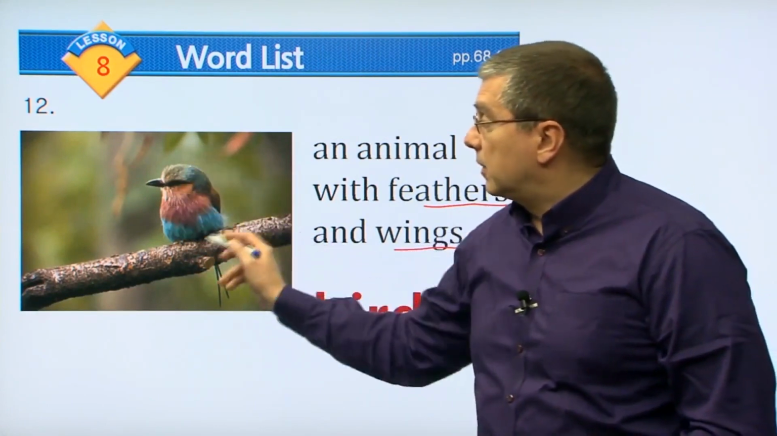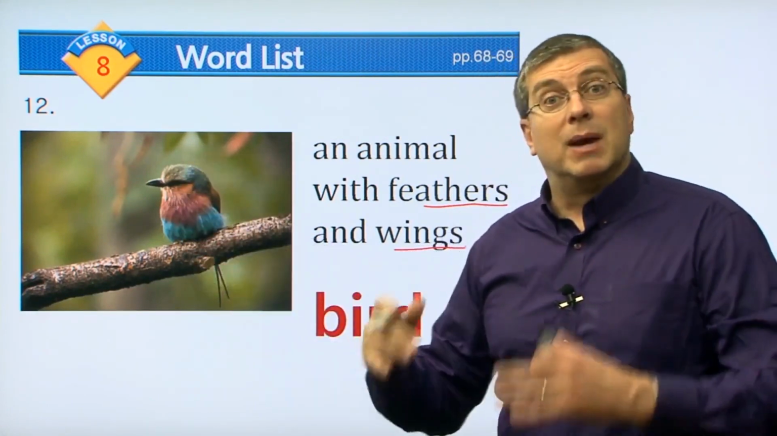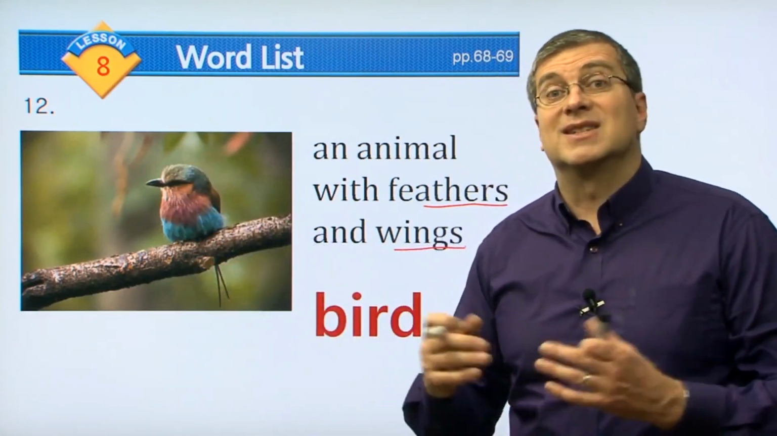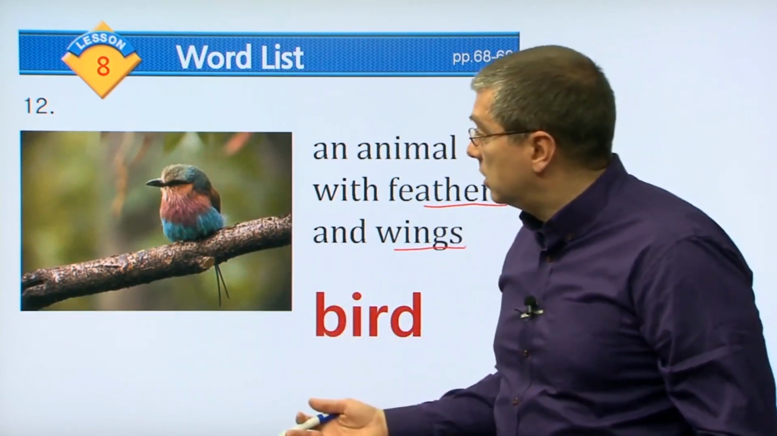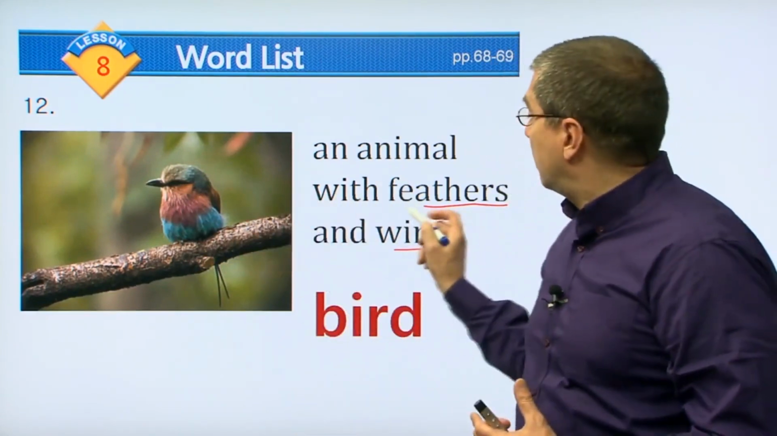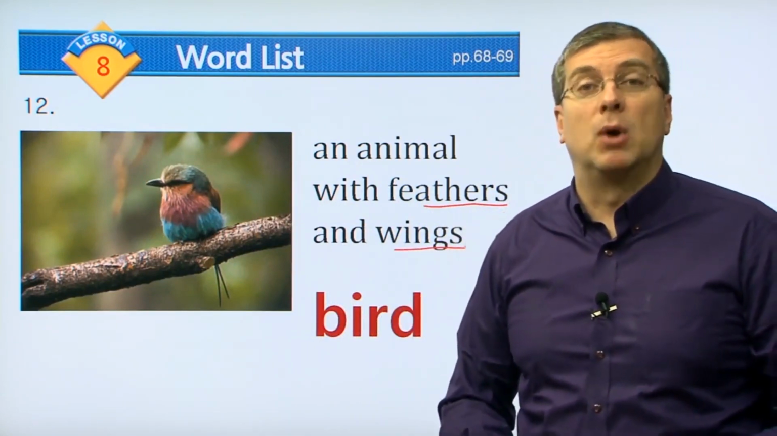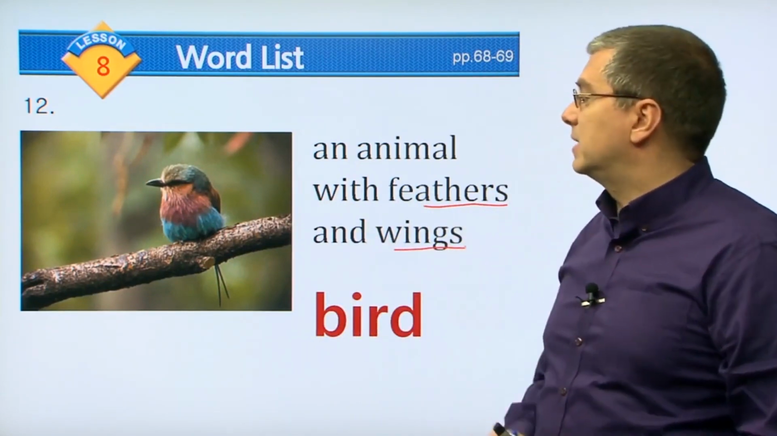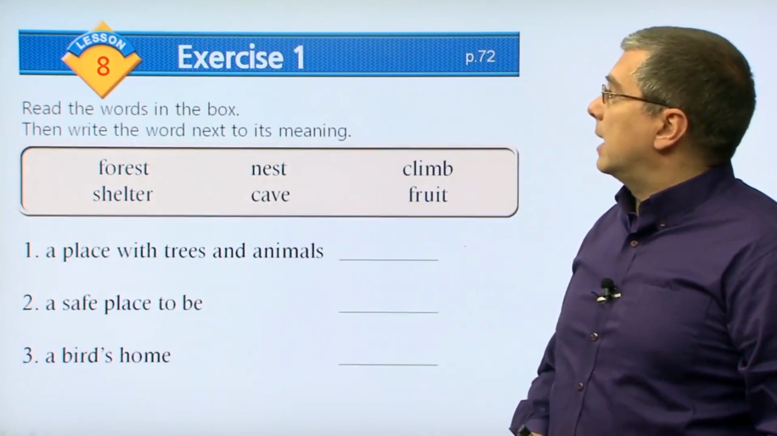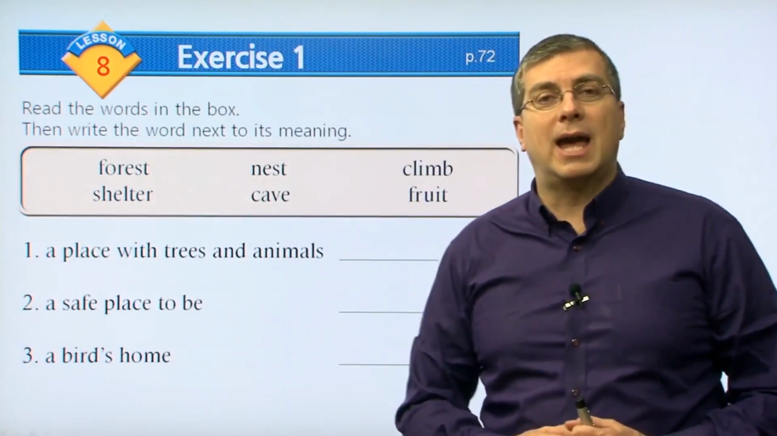And there are many different kinds of birds, right? Many different shapes, different sizes, different colors. But if they have feathers and wings, we say it is a bird. Okay, so we see a bird here. Okay, so that wraps it up for our vocabulary.